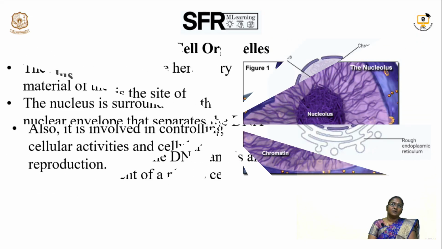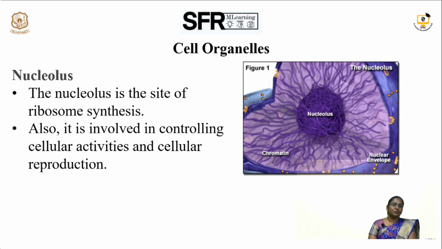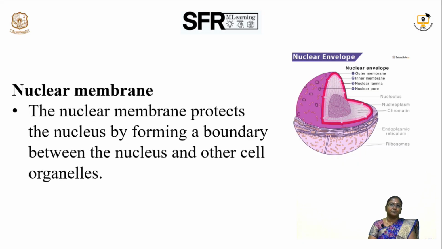And the next cell organelle is the nucleolus. Nucleolus is the site for ribosome synthesis. So, ribosomes are synthesized in the nucleolus, and it also controls the cellular activities and cellular reproduction. It is very important in the cellular reproduction.